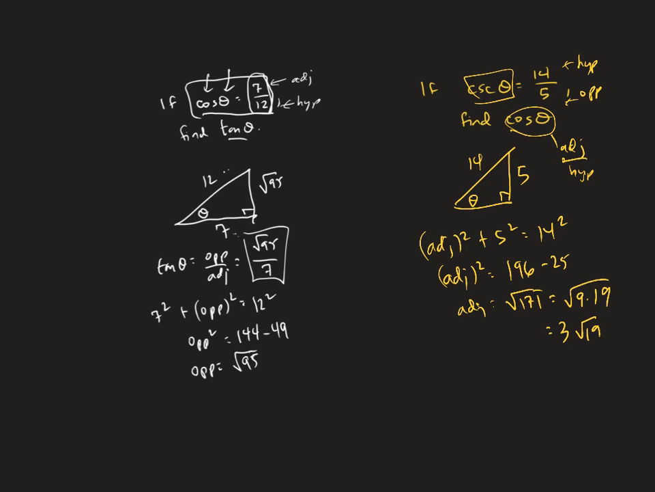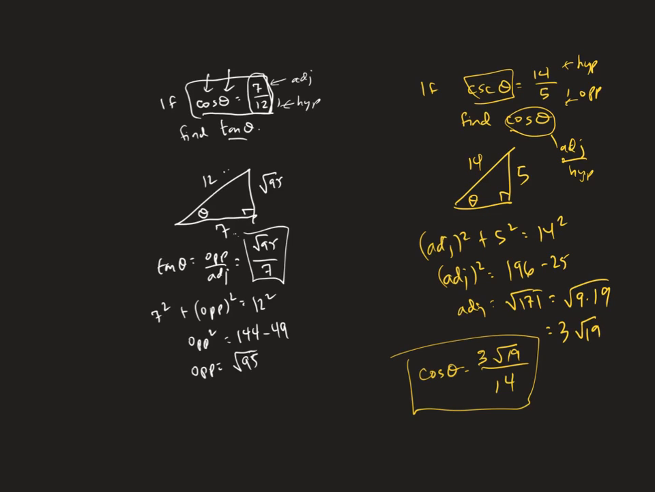So then my cosine of theta is my adjacent side, which I just found, over my hypotenuse, which was 14. And if I could simplify that fraction, I would, but I can't, so that is my answer.